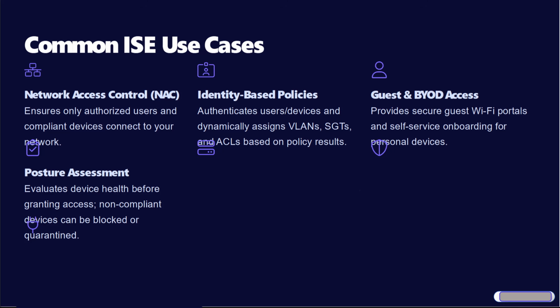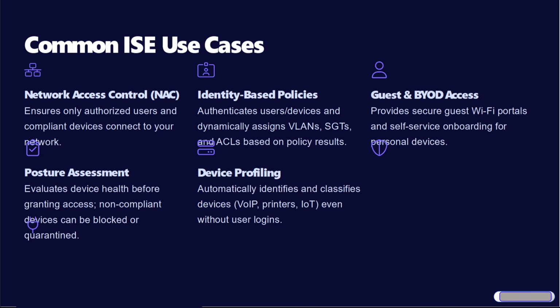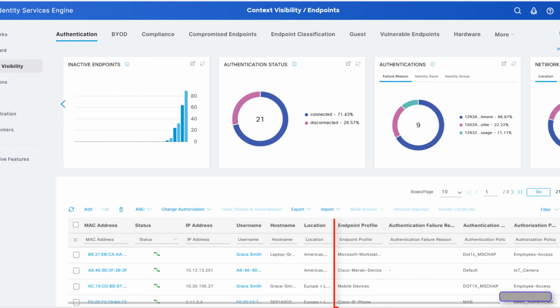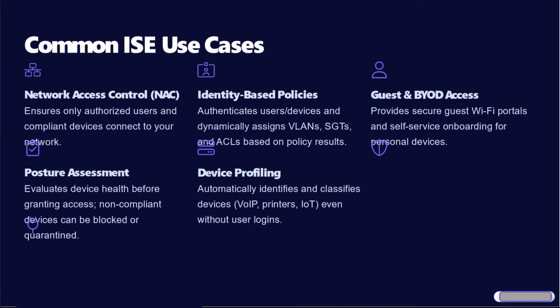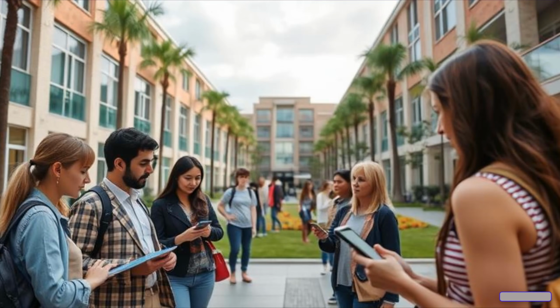Then for number 5, it's device profiling. So it can identify devices like VoIP phones, printers, Internet of Things devices, and this is automatic even without the user logging in. This is essential for campus environments, which are full of unmanaged or headless devices. So you can imagine campus environments, you are getting visitors coming in and out of the buildings or the campus, and there are many devices connecting to the network. So they are unmanaged, and device profiling helps you identify the devices.